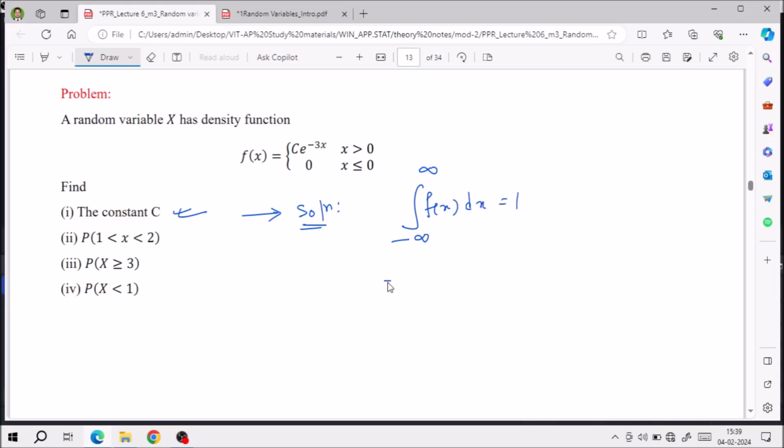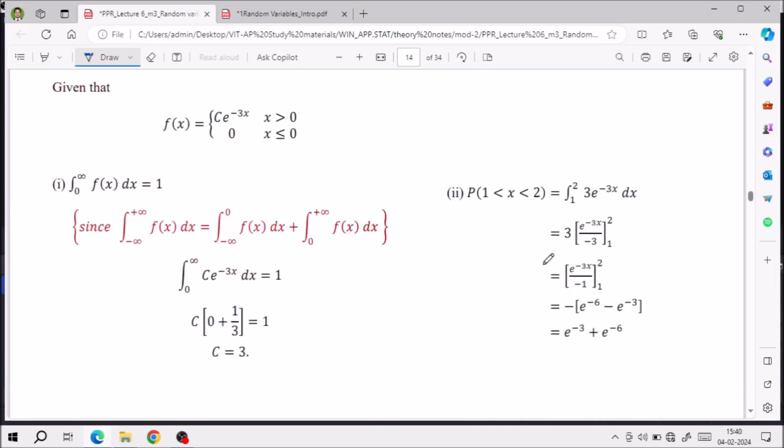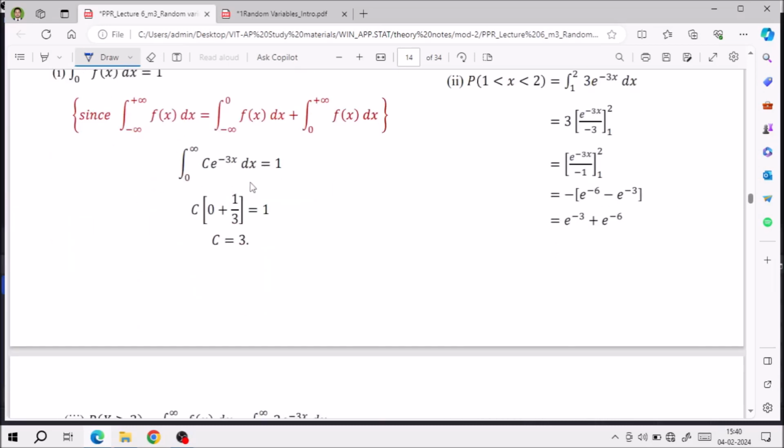So now break it properly. It will be minus infinity to 0. If x is less than 0, you have f x as 0, so here the value will be 0, plus 0 to infinity of c e power minus 3x dx is equal to 1. Now from here you need to calculate this, and after doing the integration, you have simply this one as the answer. The c value will be 3.